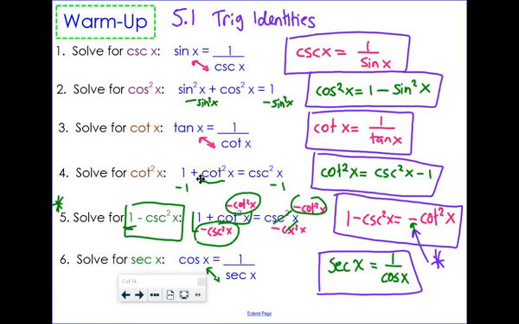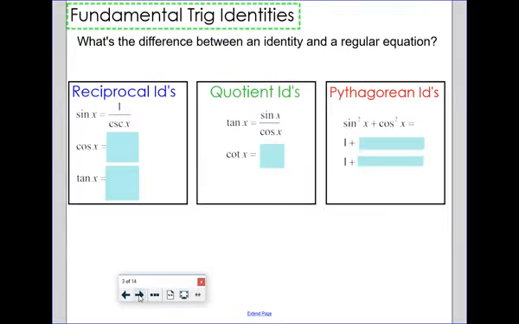Okay, right, so what we're going to be doing in this unit, we're looking at something called trig identities. There's a big difference between an identity and just any old regular equation. We've got 3 types of identities that we start with. The reciprocal identities, and these are what we've just worked out. Sine of x equals 1 over cosecant of x. So that one's got its partner identity that the cosecant of x equals 1 over the sine of x. They're reciprocals of each other.